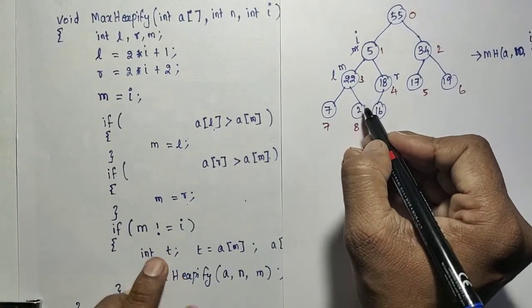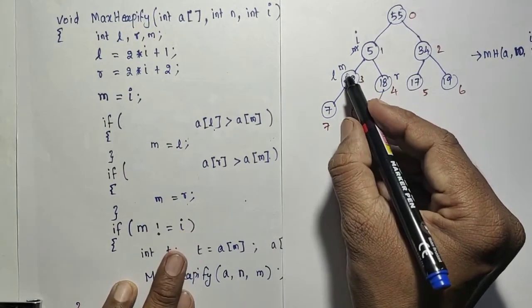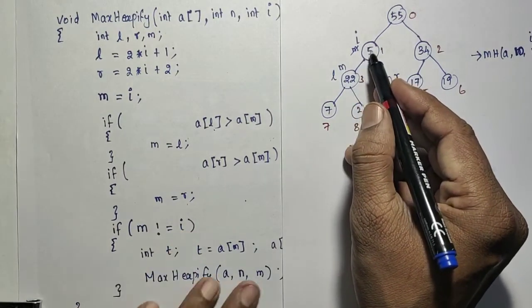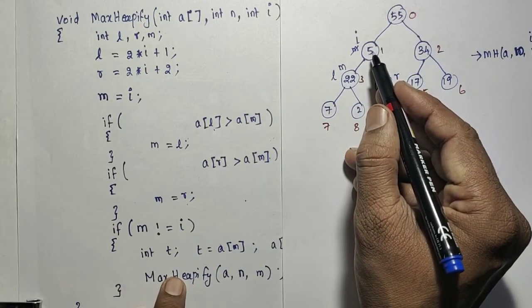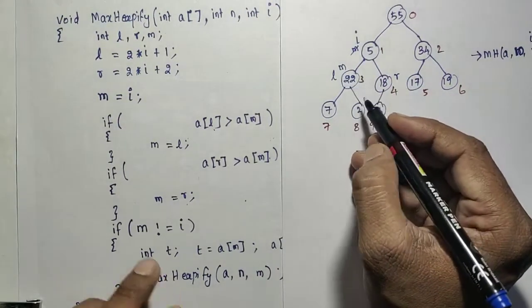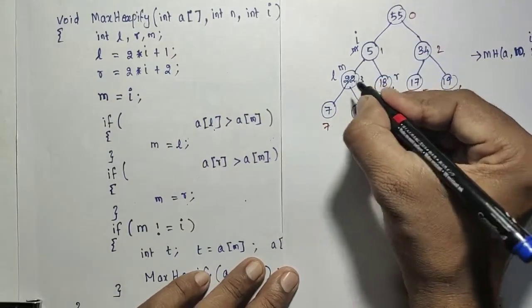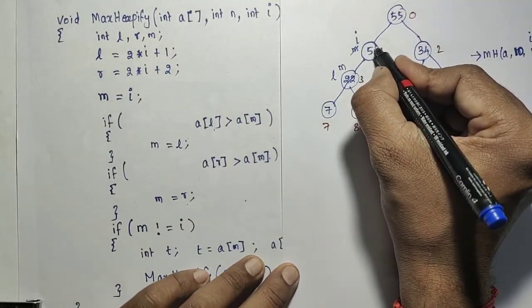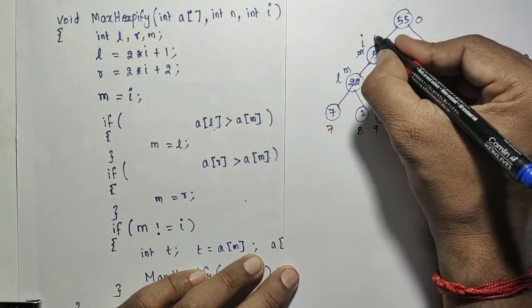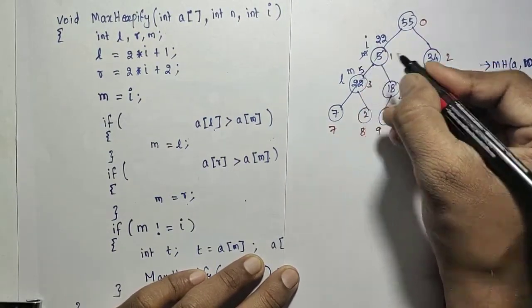So at the end, we are checking M is not equal to I. If M equals I, there is no need of calling this algorithm. Now M is not equal to I. M is pointing to left, so we are swapping the mth value and the ith value. So 22 and 5 will get swapped. 22 is here and 5 will be in this one.